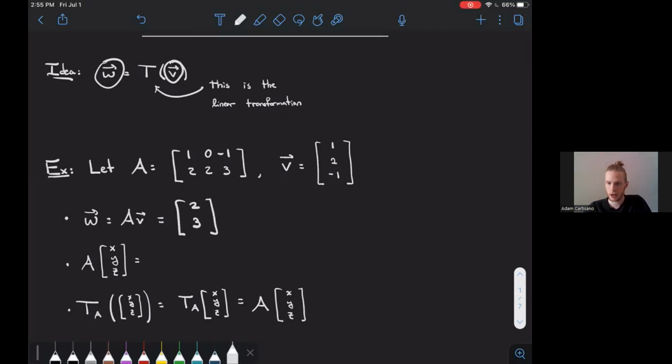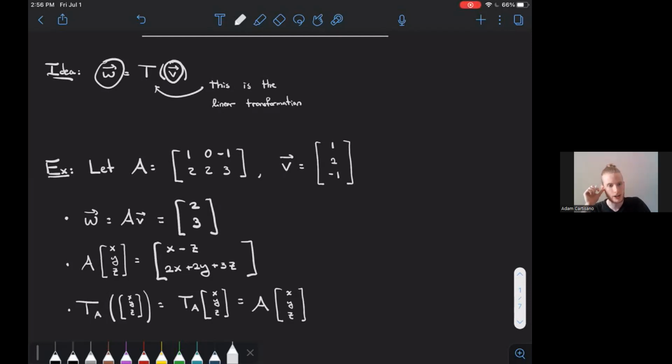Well, in fact, let me just go and multiply an arbitrary vector in R3 by the matrix A, and we'll see what happens, right? There's no mystery what the output's going to be. It's going to be a column vector. It'll have 2 entries, right? The first one is going to be x minus z, x plus 0y minus z. And the second entry will be 2x plus 2y plus 3z. This is the effect of multiplication by the matrix A.